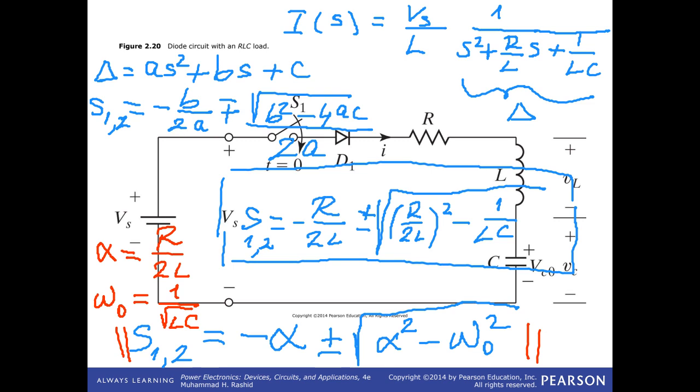If your alpha is smaller than omega o, that means the term inside the square root becomes negative. Therefore, a j term, an imaginary pole, is going to be obtained. If you have an imaginary pole, it is the underdamped case. Okay, I'm sure you understand that.